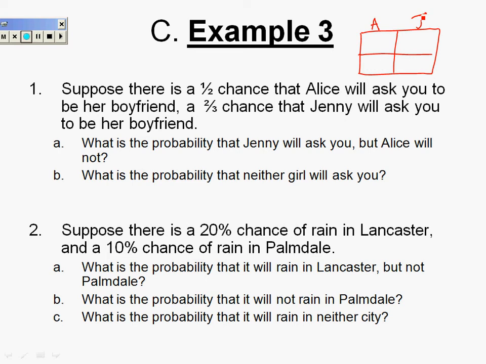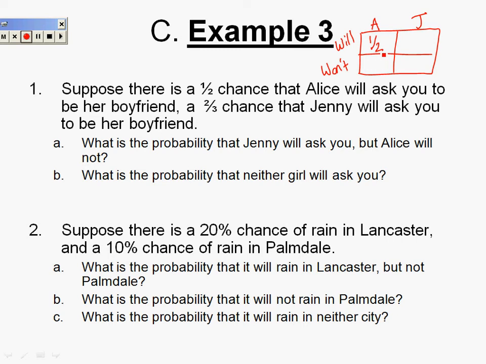And what the word problem tells us is the probability that they will ask. So I'm going to put will here. But what the problem doesn't give us is, what's the probability that they won't ask? And that's the part I need to figure out before I begin. So, what's the probability that Alice will ask us according to the word problem?